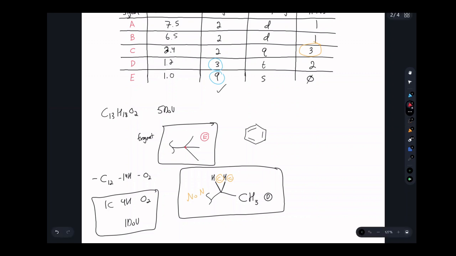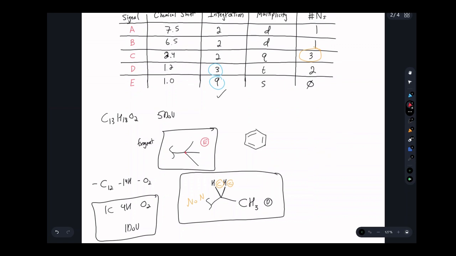So a key piece of evidence for solving the rest of this problem is that we have 2 signals, A and B. They're in this benzene region, and there is a total of 4 integration in that region. 2 signals with 2 integration. That means that this benzene has to be substituted in a specific way. Let's take a look at what I mean by that.